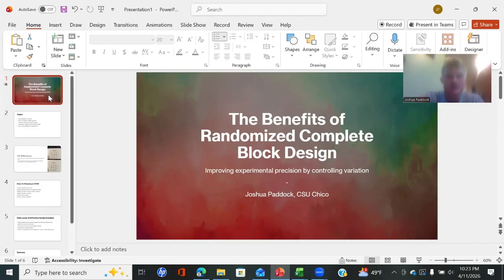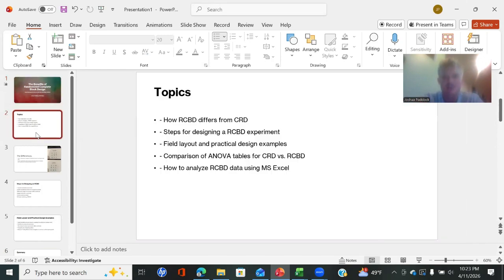The benefits of randomized complete block design, improving experimental precision by controlling variation, by Joshua Pettit, CSU Chico. The topics we're going to talk about are how RCBD differs from the CRD, steps for designing an RCBD experiment, field layout and practical design examples, a comparison of ANOVA tables for CRD and RCBD, and how to analyze RCBD data using Microsoft Excel.